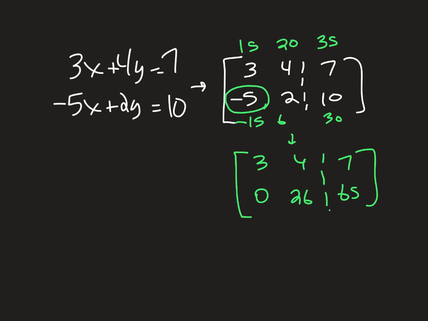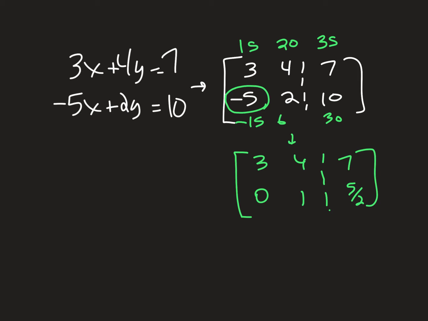All right, now to keep this video short, and because we've already done this problem in class today, I'm going to take that bottom row and divide by 26. So I'm going to erase these two. 26 divided by 26 is 1. And 65 divided by 26 is 65 over 26, which reduces down to 5/2. So there's your y answer already.